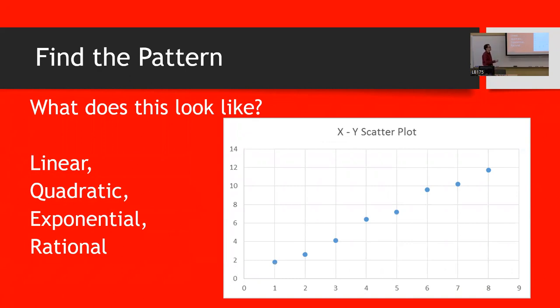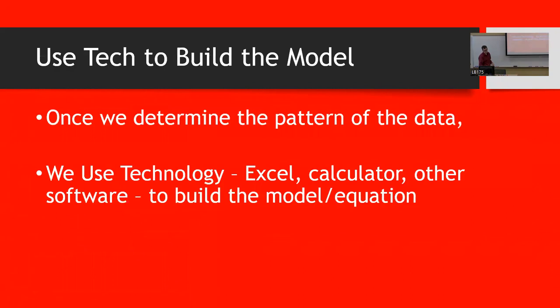We're going to say, look at these dots. What does the pattern of these dots look like? Is it going to look linear? Is it going to look quadratic? Is it going to look exponential? Is it going to look rational? In this case, it's linear. I'll talk about why a little bit later.